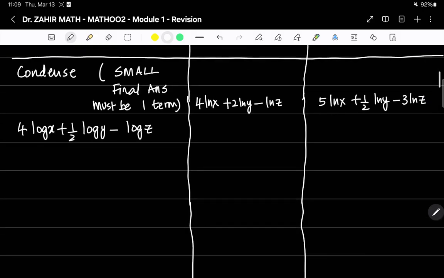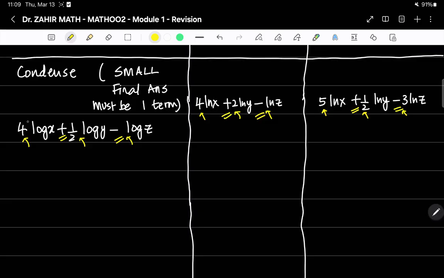Let me start the first question. When there is a plus, you should make it a product. When there is a minus, you should divide. Product means multiply. But keep in mind, before you start, there should not be any coefficients, which in Arabic is mu'amil. If a coefficient is there, we cannot apply the rule. Make sure all the coefficients are out.